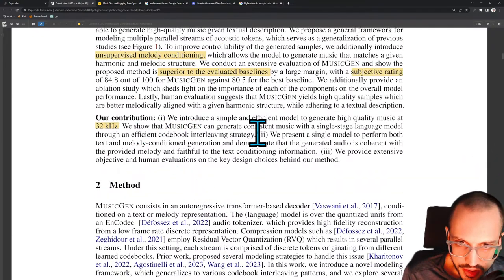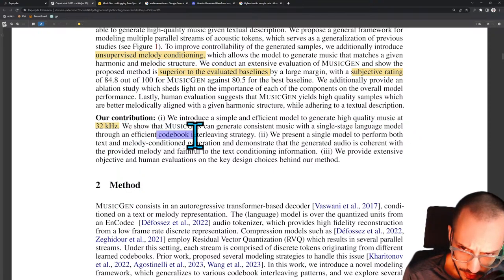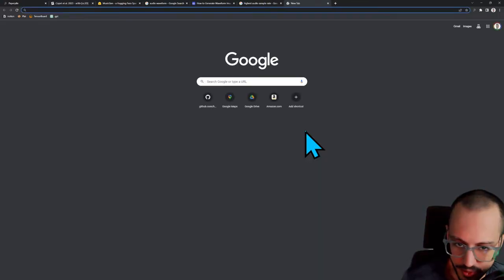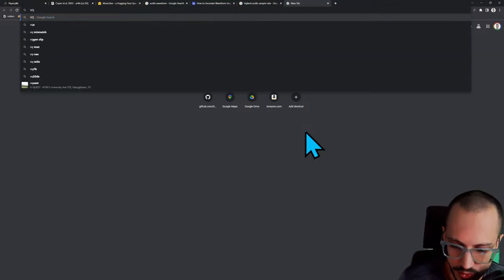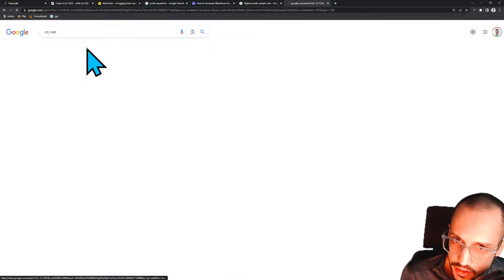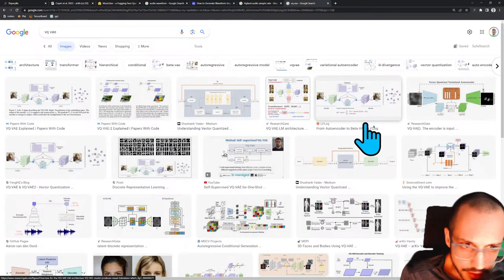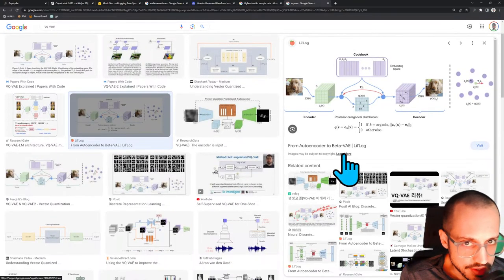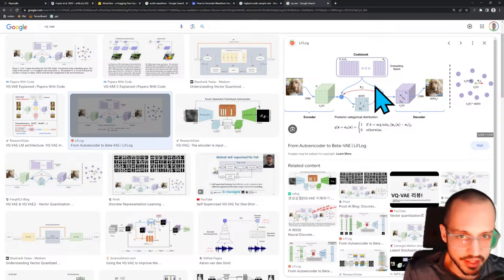We showed that MusicGen can generate consistent music with a single-stage language model through an efficient codebook interleaving strategy. So, a codebook. What is a codebook? A codebook comes from a VQVAE. So, yeah, here we go. This is the picture that I think of in my head when I think of codebooks.